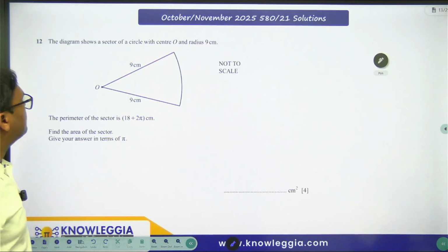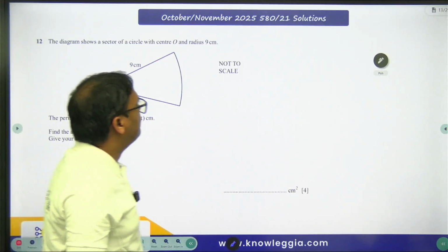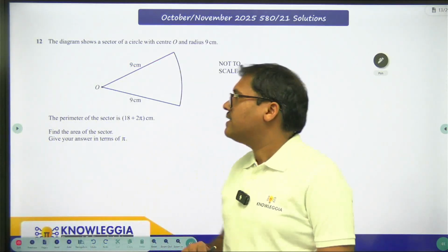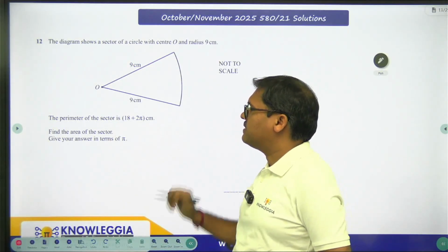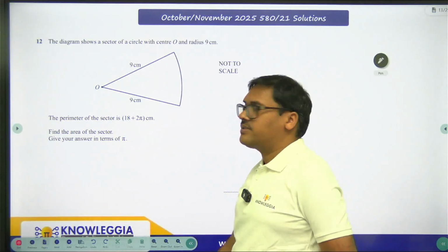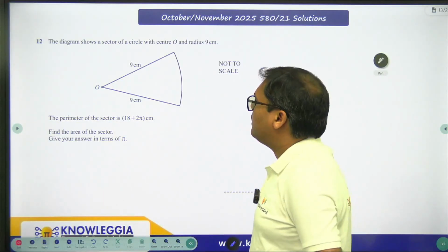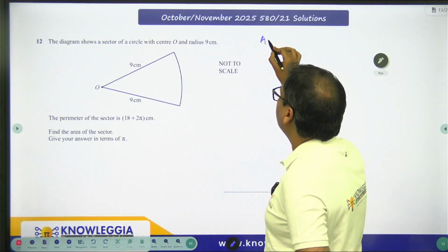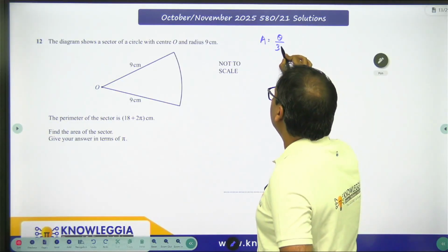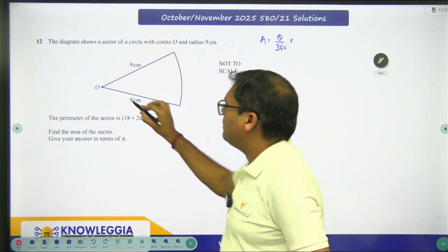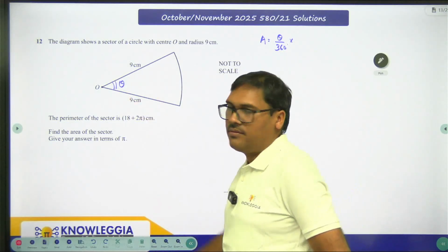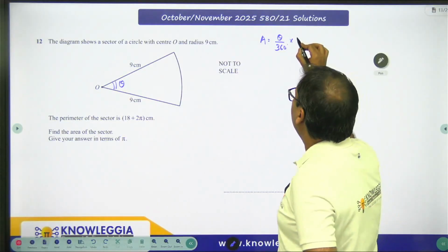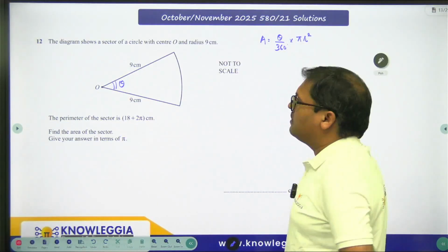Okay. Next question. The diagram shows a sector with center O and radius 9. The perimeter of the sector is given to you. Find the area of the sector. So now see, what is the area of the sector? Theta upon 360 degrees, where theta is this angle, the angle of the sector, right? Into pi r square. This is the area.